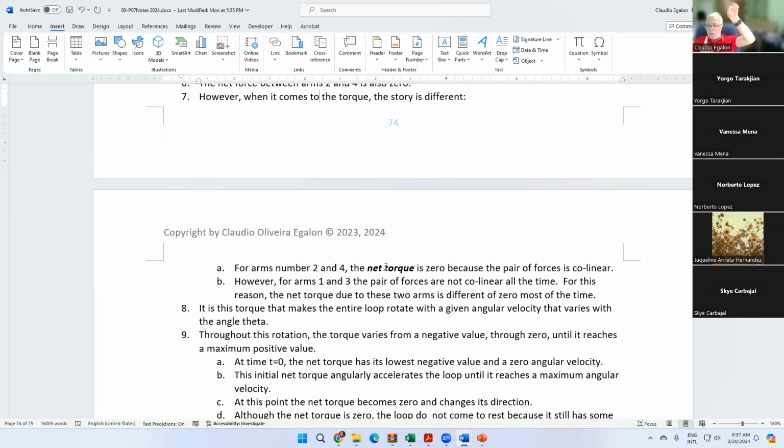Whereas the other two are not going to be collinear, see? They're going to be parallel to each other, and that makes the difference. When you have a situation like that, in which forces are not collinear, you end up producing a torque. For this reason, the net torque due to these two arms is different. The torque becomes zero when the two forces get aligned with one another.